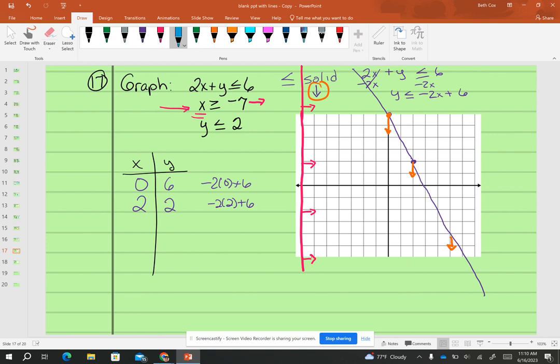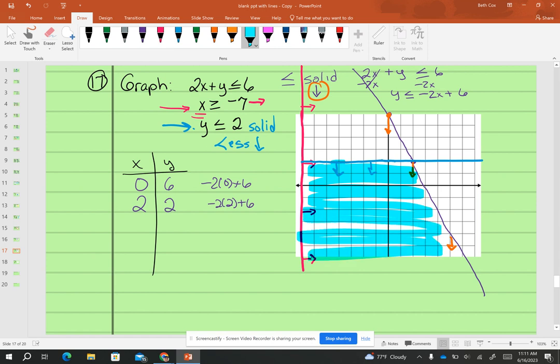Next we have the y. The y is less than or equal to 2. This is also solid, but this is a horizontal line. Y equals 2 is right here, so a horizontal line right here, and it's less than, so that's down. Now we're starting to see this shaded section come into light: the red, the blue, and the orange. This is the solution, the shaded section of the 3.